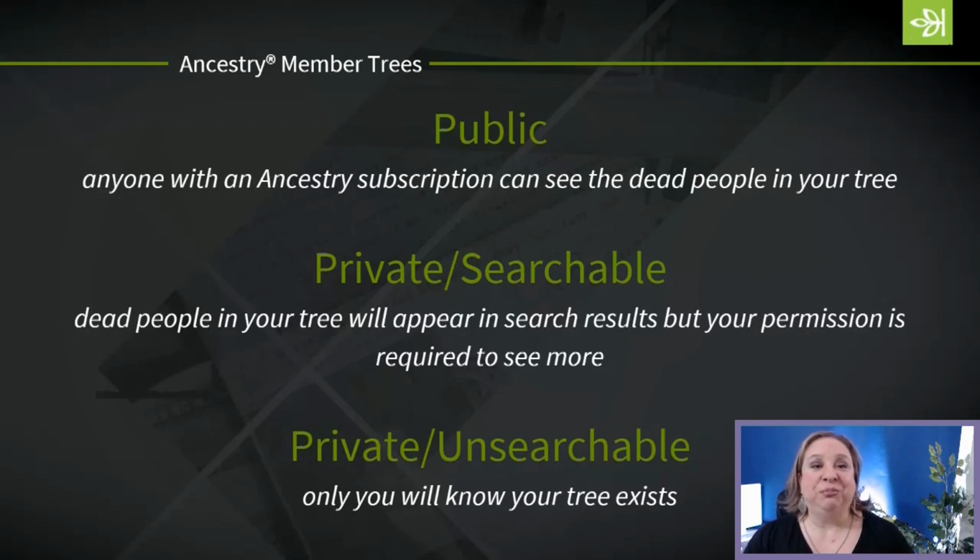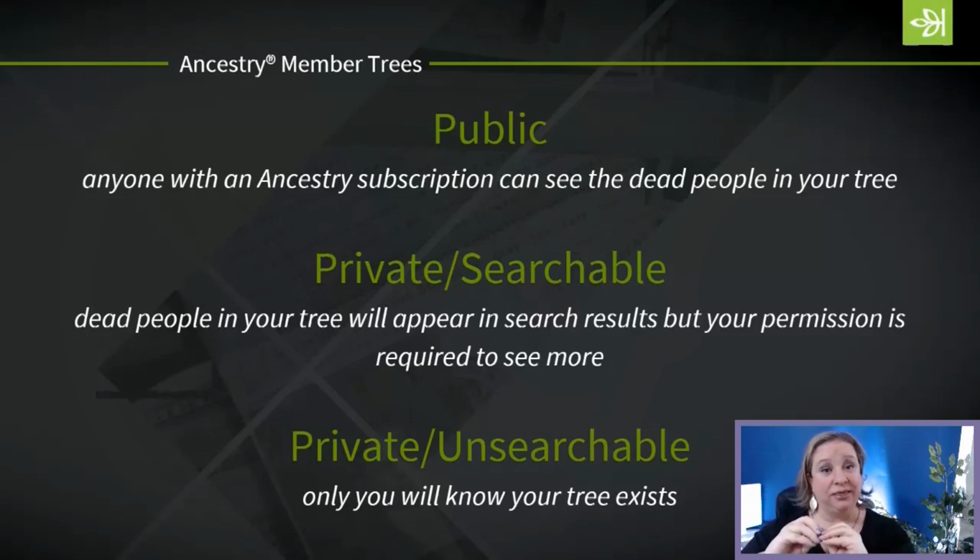Then under private, there are two settings. One is what we call private searchable. And what this means is that the dead people in your tree are going to appear in search results. So if somebody is searching for your great-great-grandfather, they're going to get a search result that says, this information that you just entered in search shows up in this tree over here.